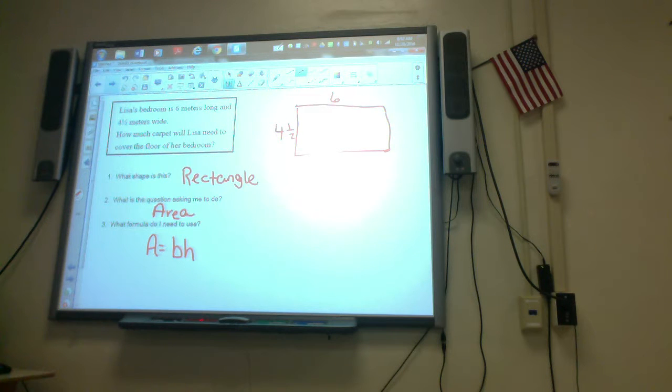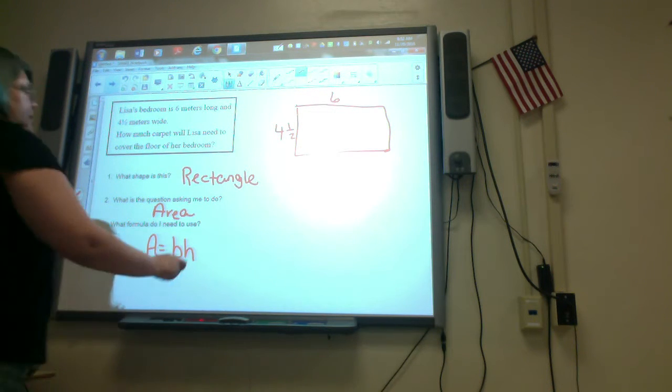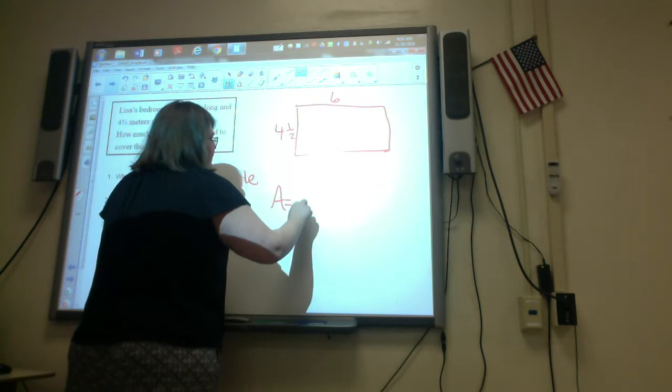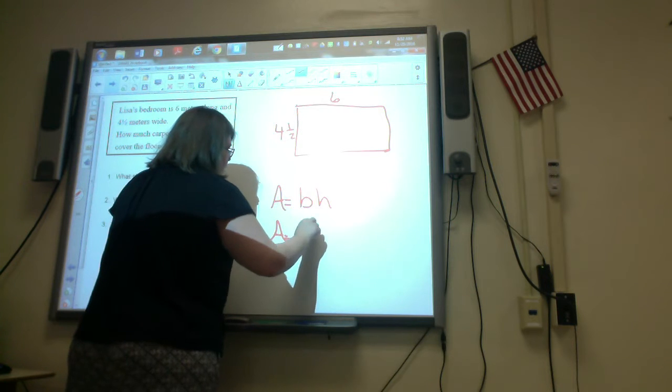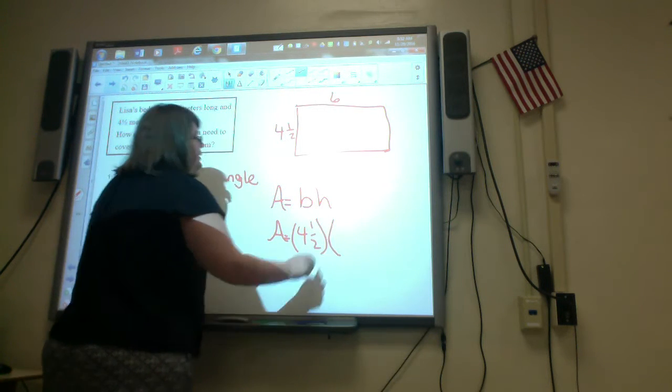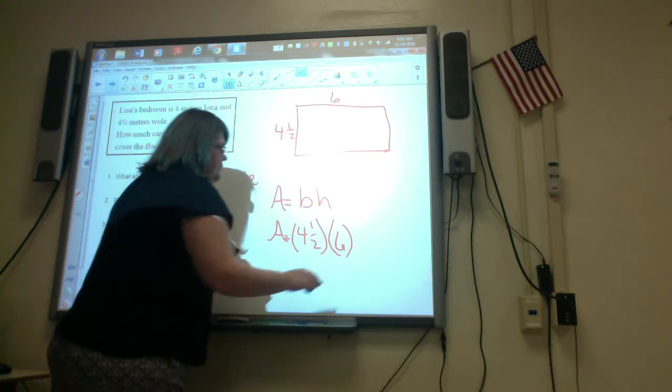Now this one, I wanted to have a whole number and a fraction. So which number am I going to pick? 1, 2, 3, or 4? 2. So the green button, y equals, and then 2. All right, so I got 4 1/2. So A equals base times height. 4 1/2 times 6.